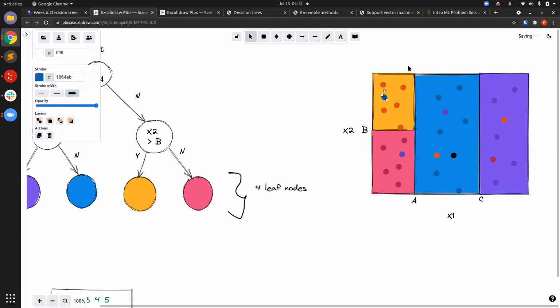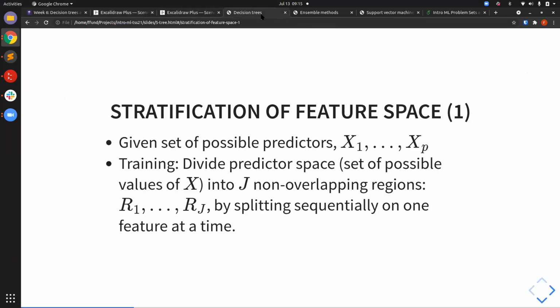Well, that's okay. We're just going to predict the mode of the training samples in the eventual region as a prediction for a new point. So in this region, the most common class of points is blue, so I'm going to predict blue for the new test point. If we were doing regression, we might instead use the mean of the labels of training points in that region. But the general idea is the same in either case.